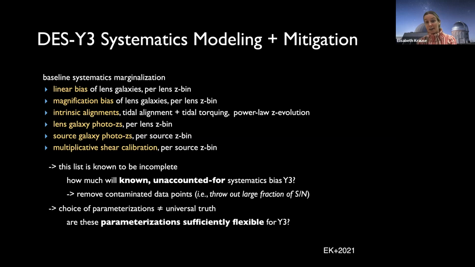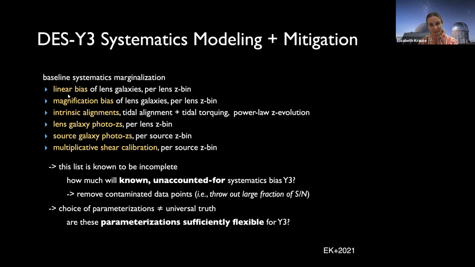This list is, of course, known to be incomplete. There are known but unaccounted for systematics, and we need to make sure that these don't bias our analysis. We do so by removing contaminated data points. That is, we throw out most of our signal to noise. For example, our baseline systematics model here does not include baryonic effects, which are known to have an outsized effect on the small-scale matter power spectrum. So we remove all data points where we expect significant contamination from baryons.